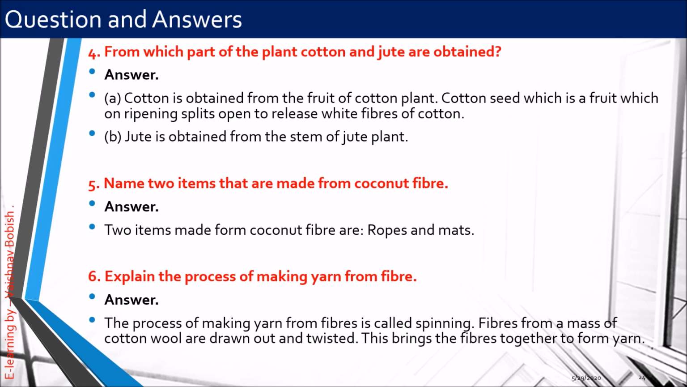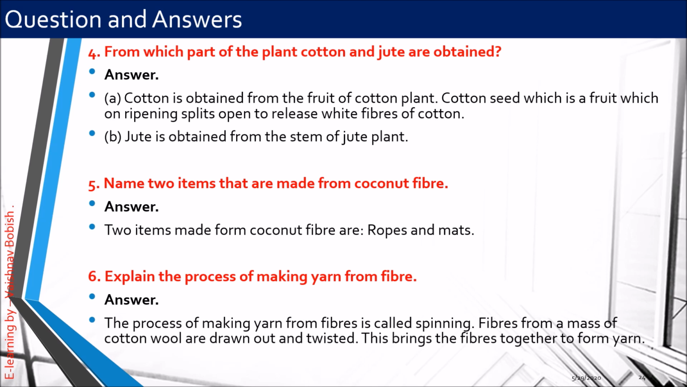Answer is cotton is obtained from the fruit of cotton plant, which on ripening splits open to release white fibers of cotton. Jute is obtained from the stem of jute plant. Name two items that are made from coconut fiber. Answer. Two items made from coconut fiber are ropes and mats.